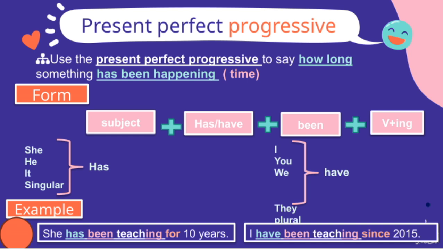In our examples, "I have been teaching since 2015" shows a duration that started in the past and continues to the present. Similarly, "she has been teaching for 10 years" also emphasizes the length of time she's been engaged in teaching. Remember, this tense helps us connect the past and the present, focusing on how long something has been happening. It's especially useful when you want to highlight the ongoing nature or duration of an activity.